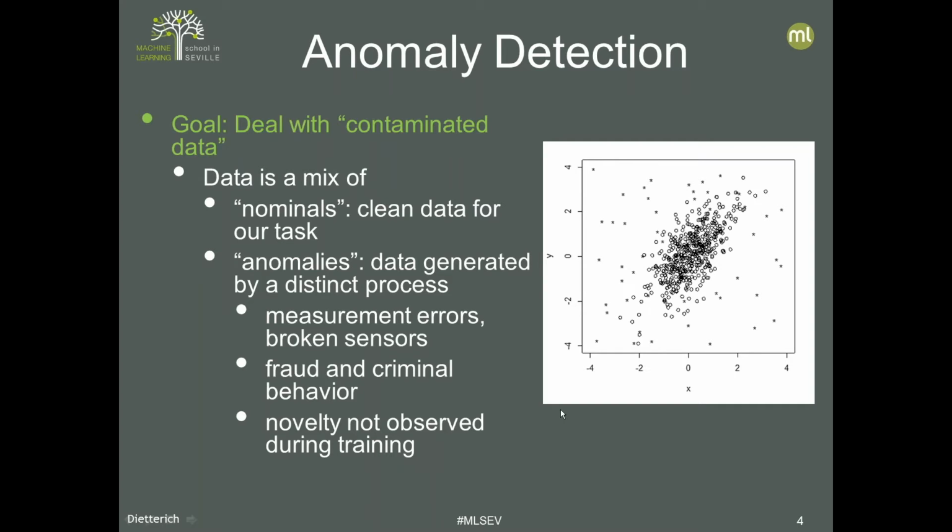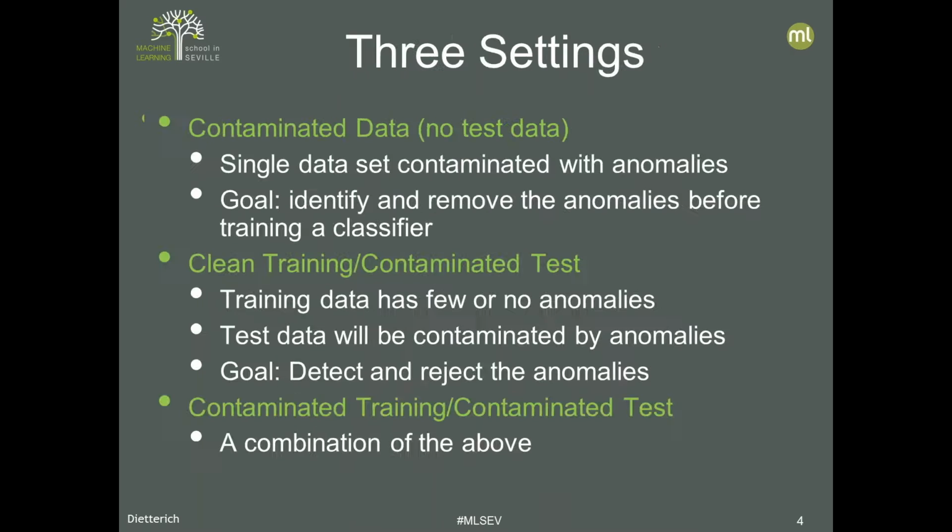Examples of such distinct processes might be measurement errors or broken sensors. It could be fraudulent or criminal behavior. It could be some novelty that was not observed during training, like a new category of objects in a computer vision system. So there are generally 3 settings in which we want to apply anomaly detection.